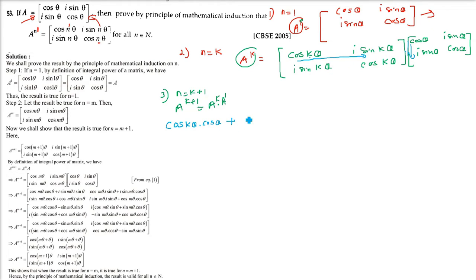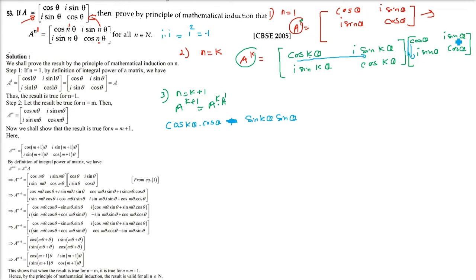Plus, now I sin k theta with I sin theta. Now you see, I into I is I square. Because this is complex, so I square will be equal to negative 1. So I am replacing this plus with a negative sign. Wherever I square will come, we will write it like this: sin k theta into sin theta. This is the first one.